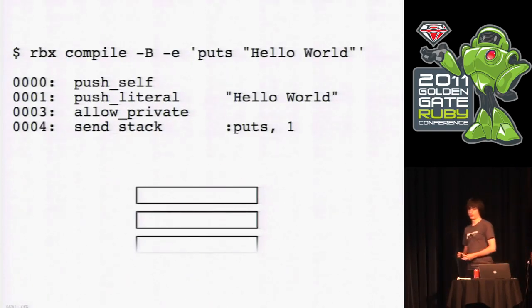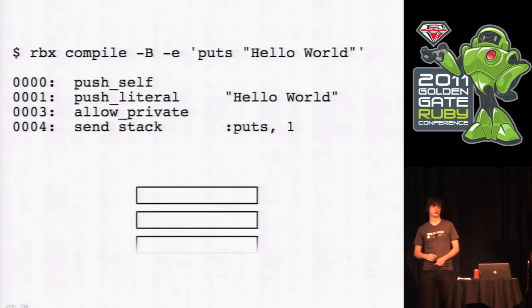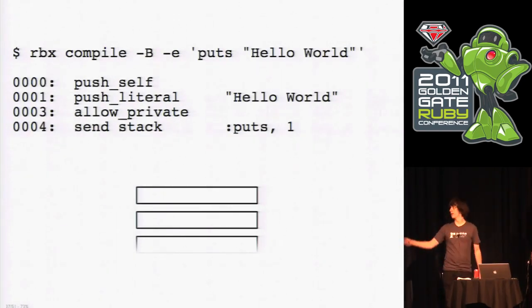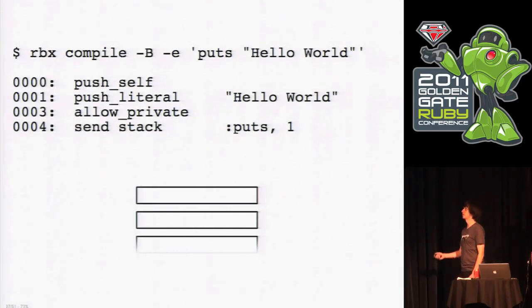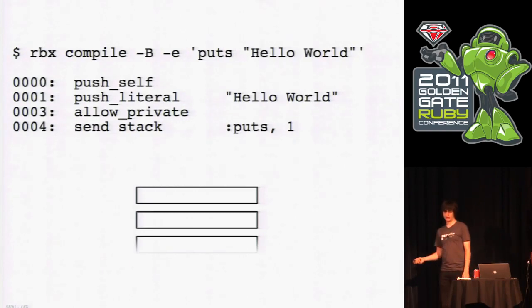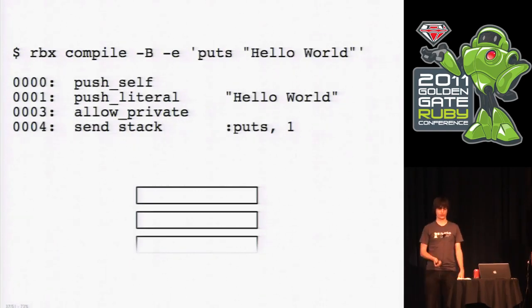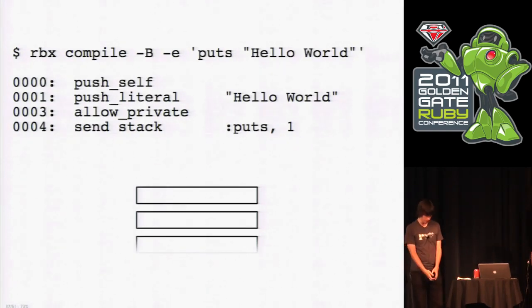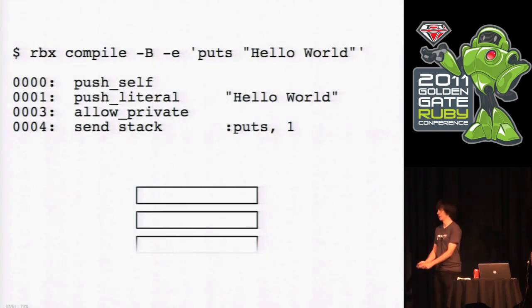A nice way to play with Rubinius bytecode is to just tell Rubinius to compile some Ruby code to bytecode and show you the result. You can do that by the rbx compile command if you pass -b to it. So this is the bytecode for Hello World. Now Rubinius is a stack-based VM. This is the stack down here. It's somewhere in your memory when you run Ruby code.